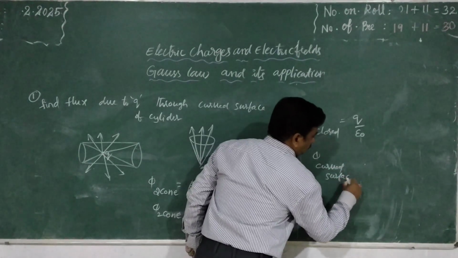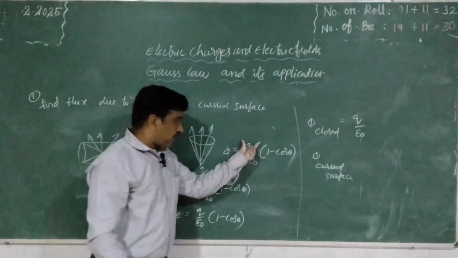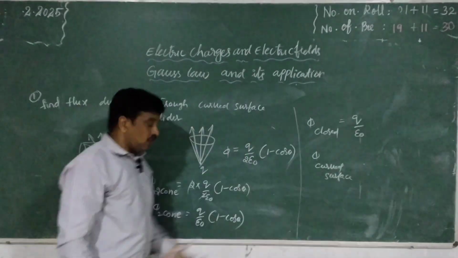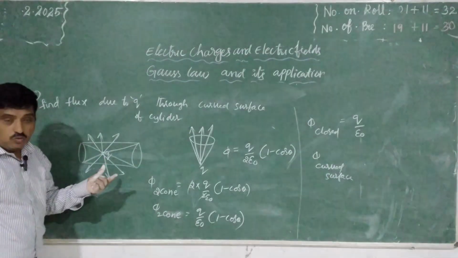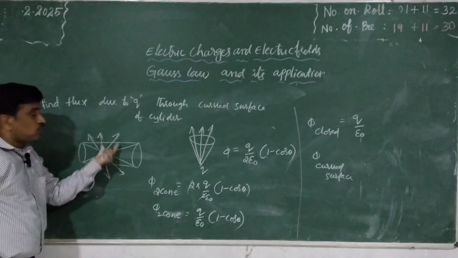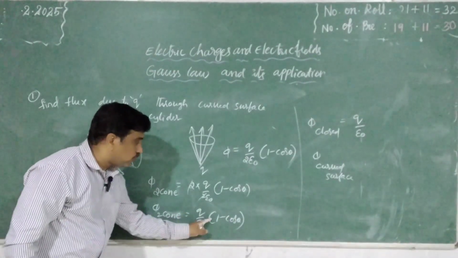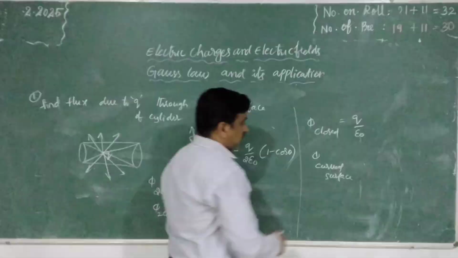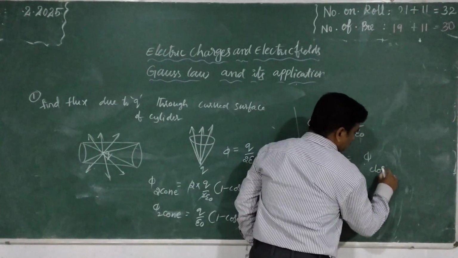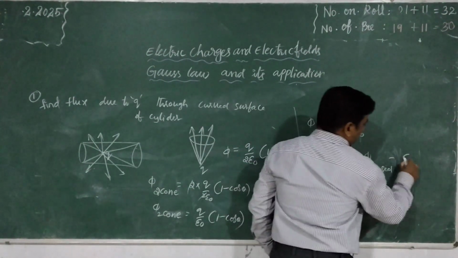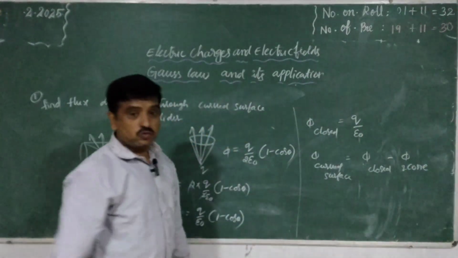Curved surface, we know cylinder, sorry, cone. So flux through a cone is q by 2 epsilon naught into (1 minus cos theta). Here two cones are there, this cone and this cone, which we can remove. Then we can get the flux through the curved surface. For that, flux through two cones is q by epsilon naught into (1 minus cos theta). Here, only the curved surface means flux through the closed surface minus flux through the two cones. So we get the flux through the curved surface.